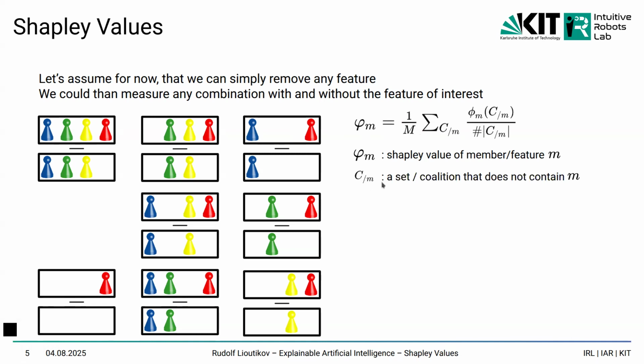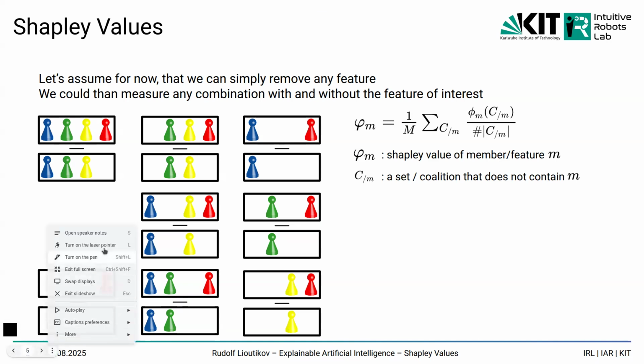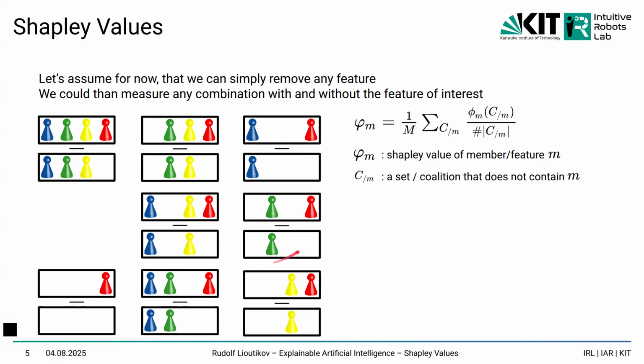And C minus M, or without M, is the set of coalitions that does not contain M, right? So for instance, this would be all the parts where there is no red player. All of those are sets C without M. Then the bars just indicate the size of it, so how many members there are in the set. For instance, for this one it will be 1, for this one it will be 2, and for this one it will be 3, right?